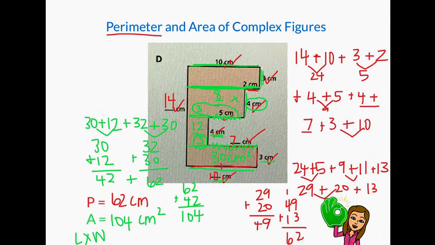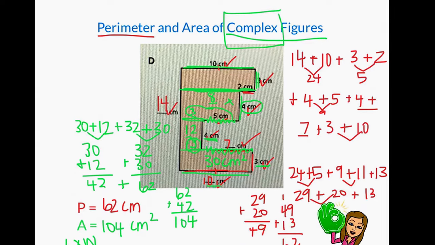Whew! So they are called complex figures for a reason, fourth graders. They are very complex. But again, take your time, break it down, use my examples to help you.